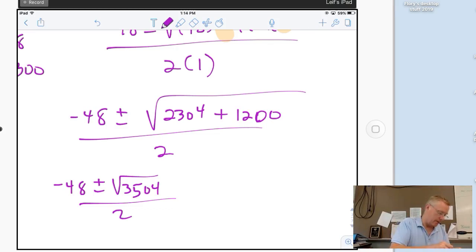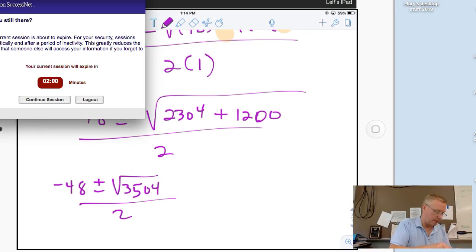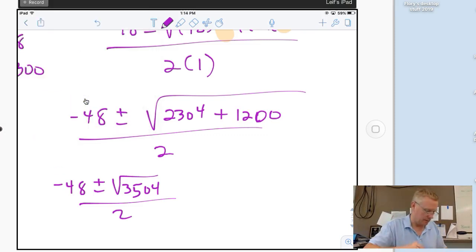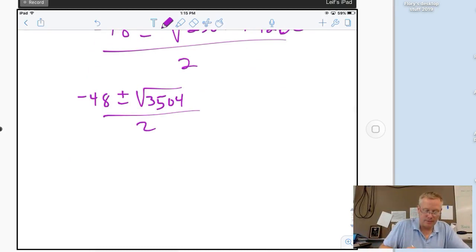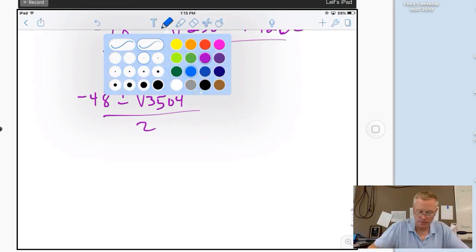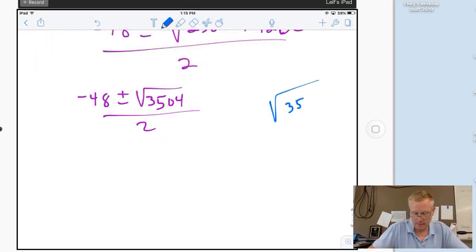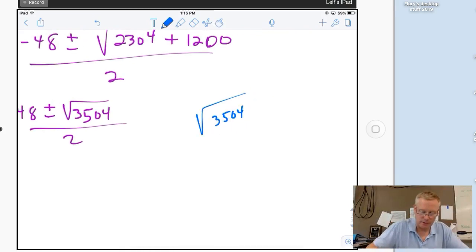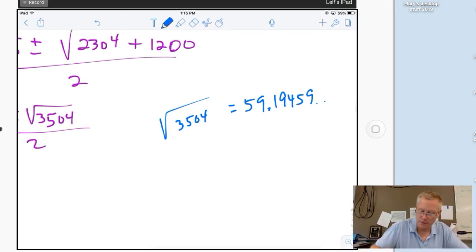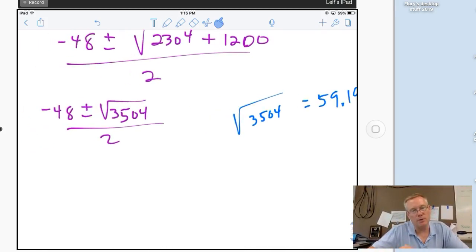Okay, so next, I need to know what the square root of 3504 is. Uh-oh. Pop-ups. All right, so I'm here. Now, it turns out that if you take the square root of 3504 and you punch it in your calculator, you get 59.19459. That decimal just keeps going and going, which means it's a non-perfect square, okay?